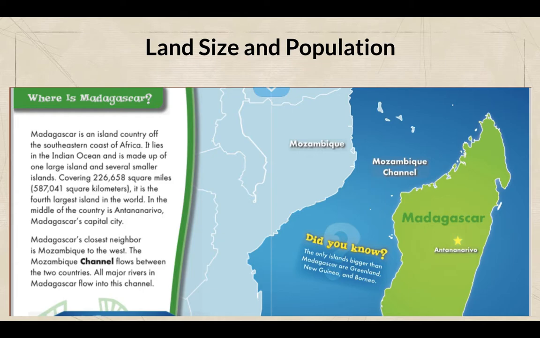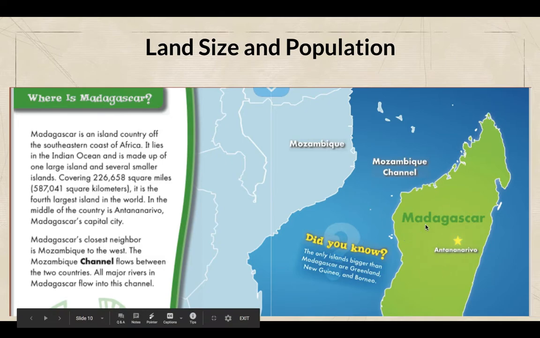And then the last thing that you'll be researching in the first part of your study of a country is the land size and the population. So if we look here, as we're reading about our country, we see that it covers 226,658 square miles. That's the size, in this case, of Madagascar. That's how big it is physically. That's the physical size of this country.